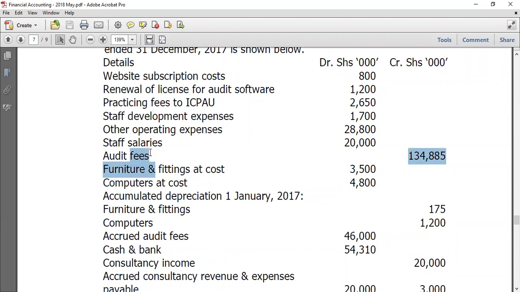If I see audit fees and I'm seeing it on the credit side, then I know this is income. Remember, income has a normal credit balance. These are expenses because they have a normal debit balance. If I'm saying furniture at cost, this is a non-current asset. This is a non-current asset as well.